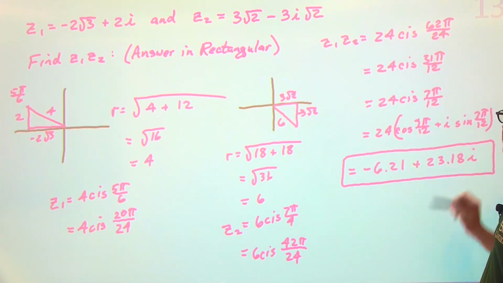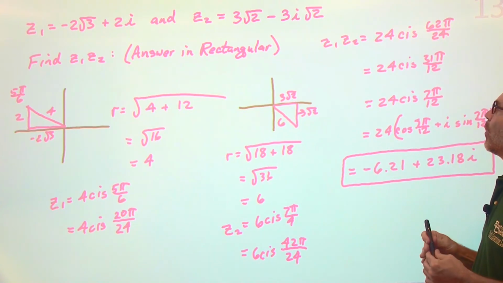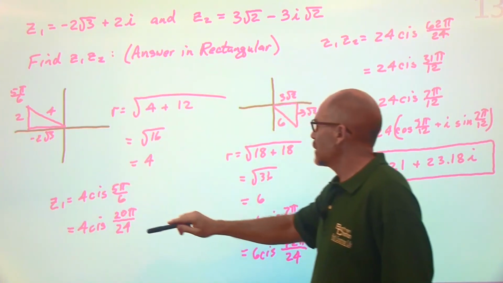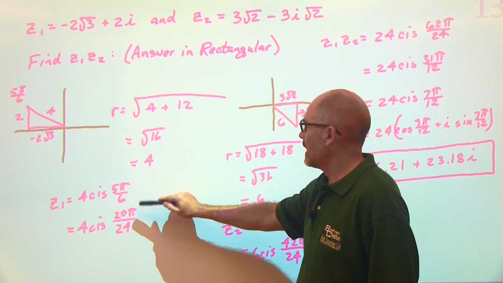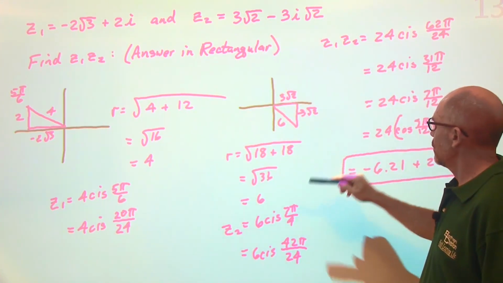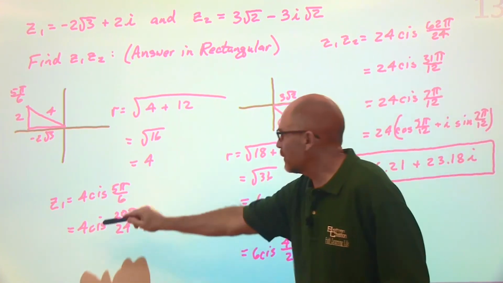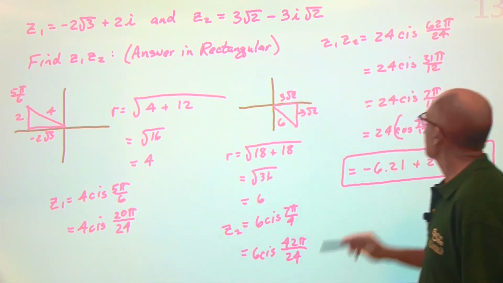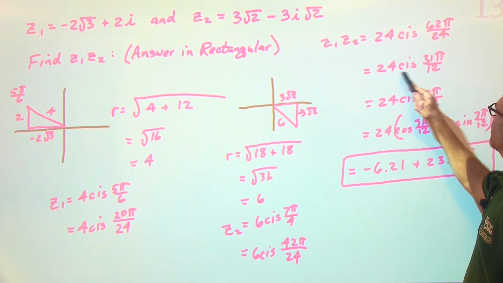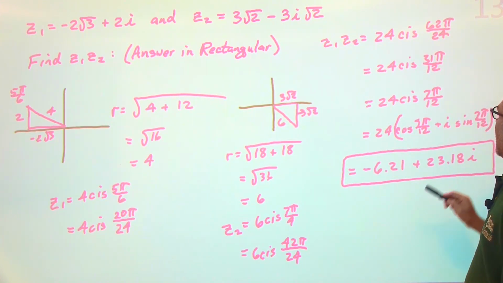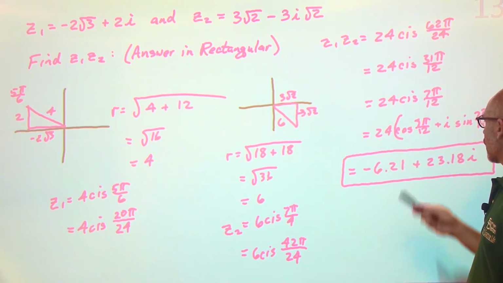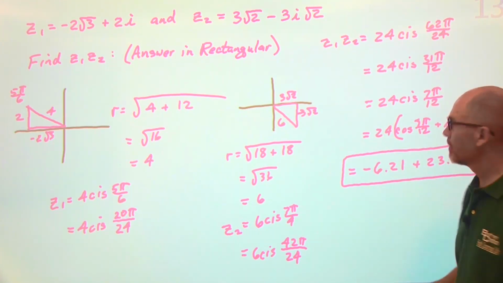This is z1 times z2. So all we did was we took our first complex number, changed it to trig form, take our second complex number, change it to trig form, multiply the two radii, add the two angles, and then we have our r cis theta. We simplify r cis theta, and then all we do is take the cosine of it, take the sine of it, multiply by r, bam, that's it.